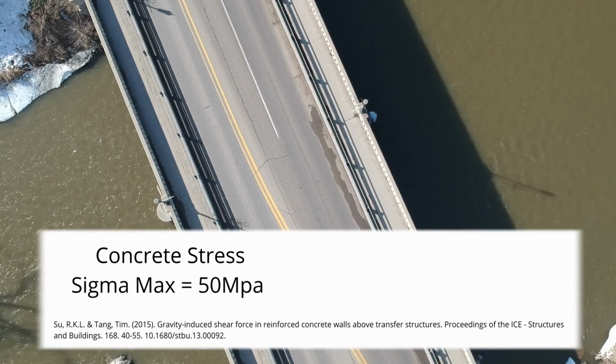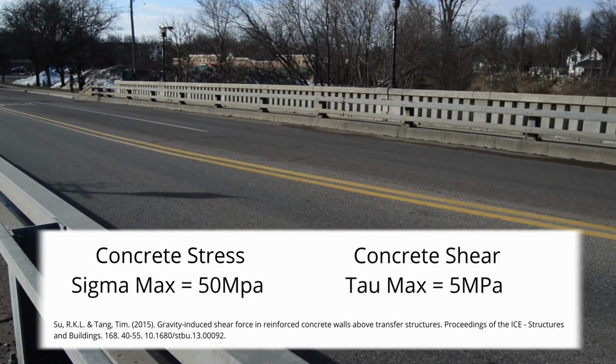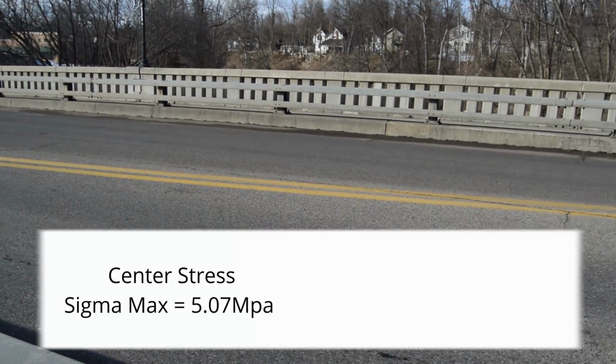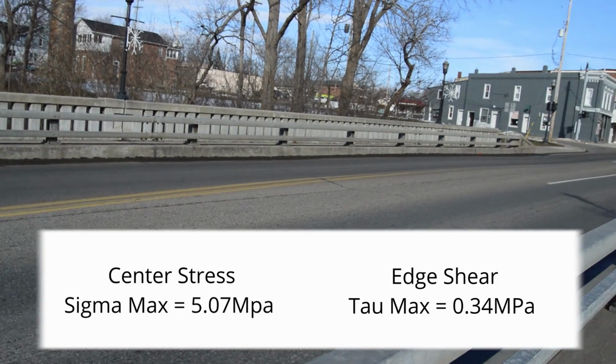For the concrete that was most likely used in our bridge, we found that its max normal stress was 50 MPa and its max shear stress was 5 MPa. Our max sigma at the center of the bridge span was 5.07 MPa and our max tau at the edge of the span was 0.34 MPa.